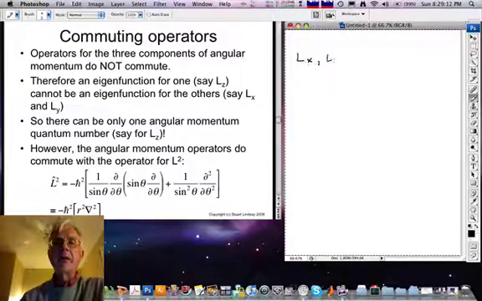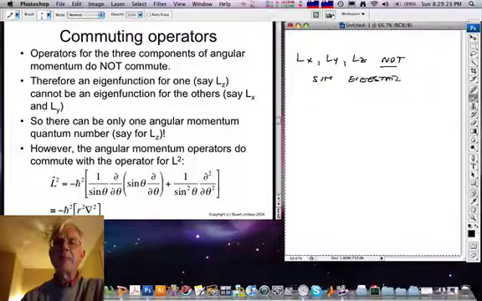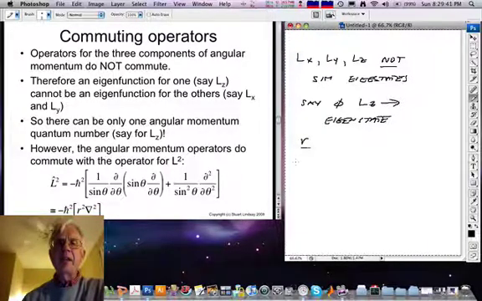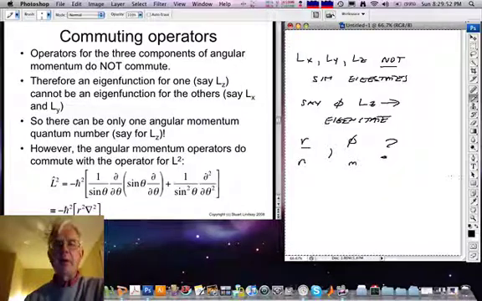So Lx, Ly, Lz are not simultaneously eigenstates. This means we have to pick one of the rotations, say the phi rotation, Lz, as our eigenstate. And this then leaves us one eigenstate associated with r, another eigenstate associated with phi, for which we will use the quantum number m. And we need a third eigenstate because we are in three dimensions.